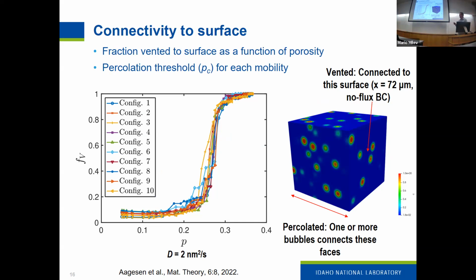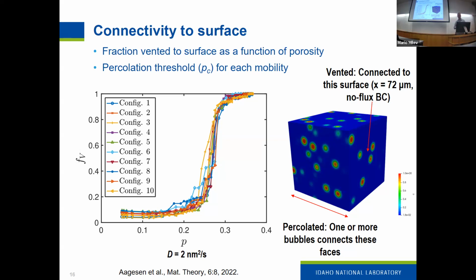First, though, to try to understand how we're going to link this to engineering scale simulations, I wanted to say how we're characterizing the connectivity. We ran these simulations, and then we have a tool within Moose that allows us to identify whether a given bubble is connected to a surface or not. So we picked a surface, and we used that algorithm to ask what volume fraction of the bubbles is actually connected to that surface? That allowed us to generate plots such as these, and we did that for multiple different configurations. That's one measure of the interconnectivity.